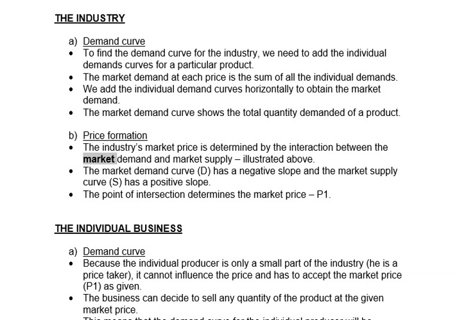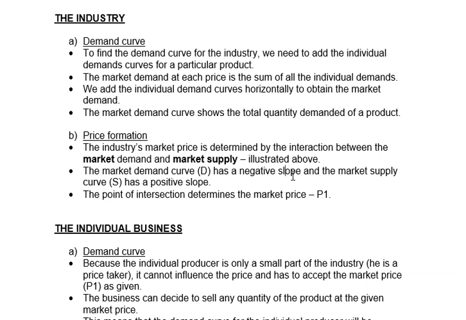Okay, so the industry's market price is determined by the interaction between the market demand curve. Make sure in your textbook that it says market demand and market supply. You cannot just say demand and supply, because now we have the demand and supply for the industry and demand and supply for the individual business. Okay, so which one are you talking about? All right, so prices are formed through the interaction between the market demand and the market supply.